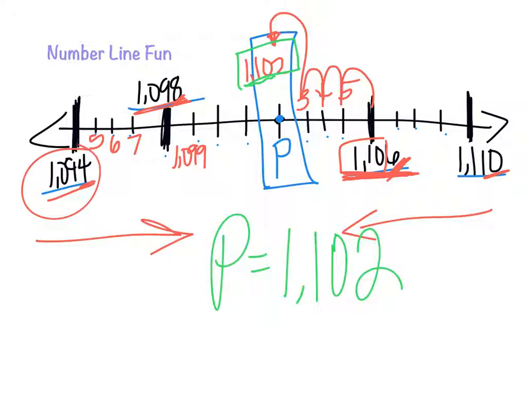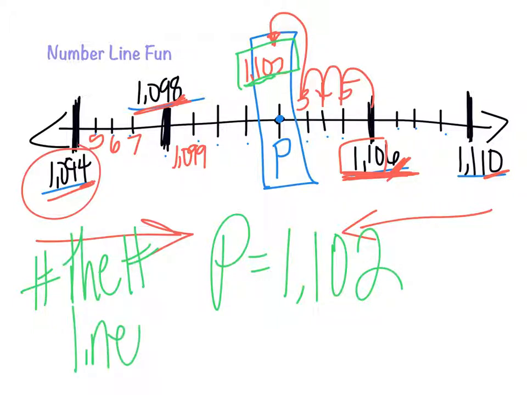Let's go step by step. What's step 1? Right, number the number line. Always number the number line. If all of your notches are not numbered, you need to go back and number them. So, step 1 is number the number line. Step 2 is to figure out the jumps.